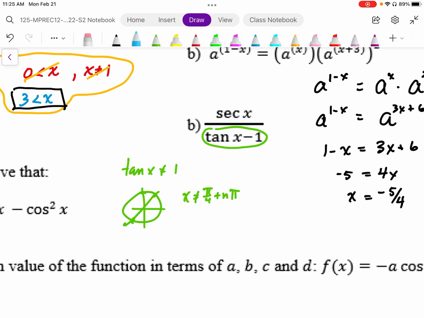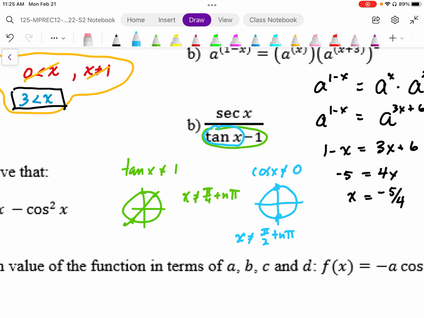We also have to worry about the tan, because a tan has a denominator of cosine. So we end up with cosine x is not equal to 0. Cosine is horizontal here and here. So x cannot equal pi over 2 plus n pi. So every time it hits those 2 points, it's going to be a restriction.